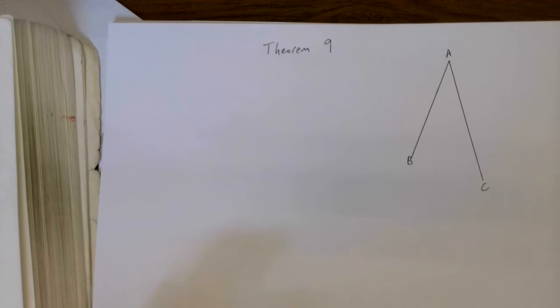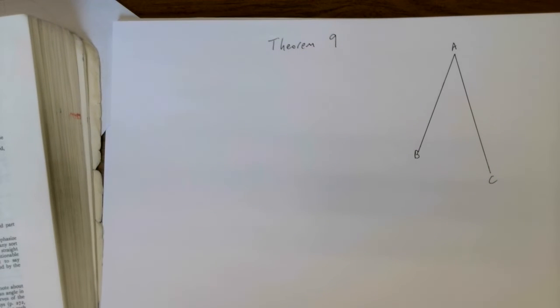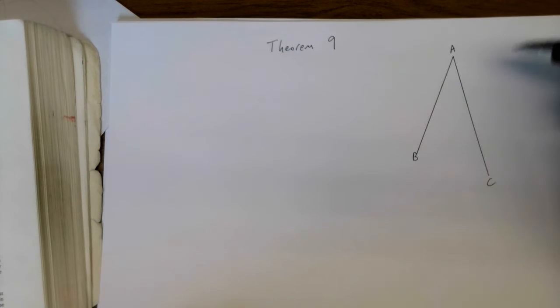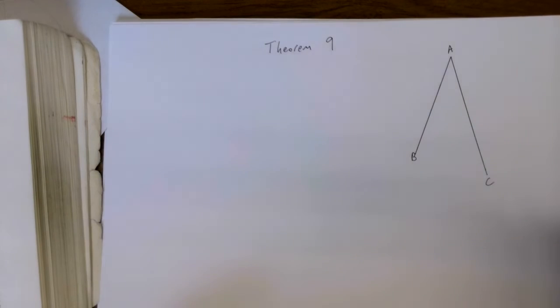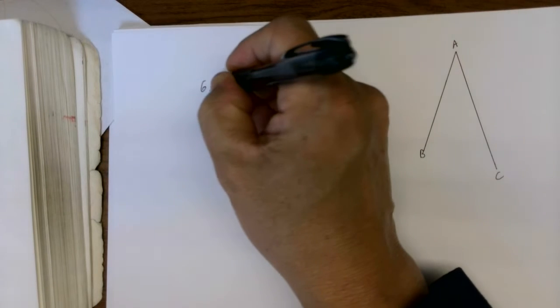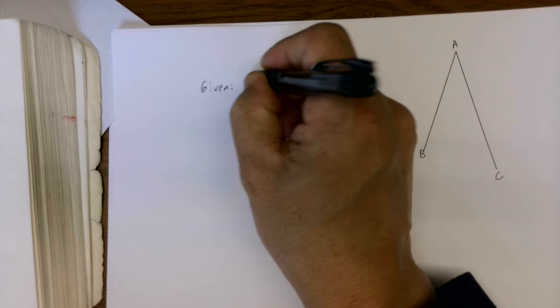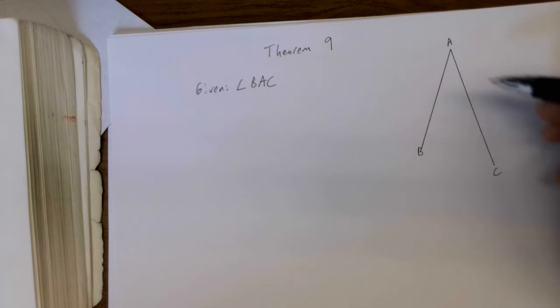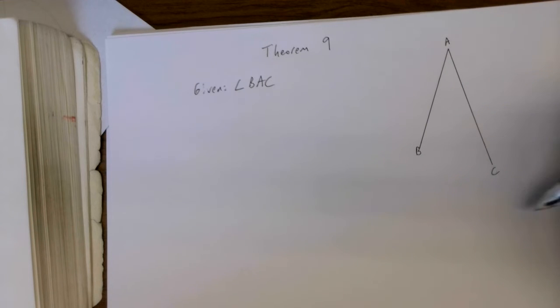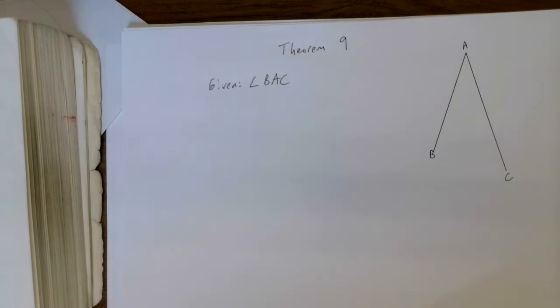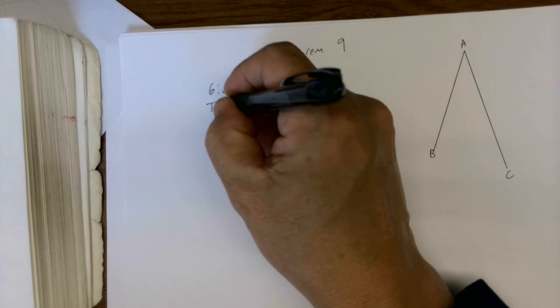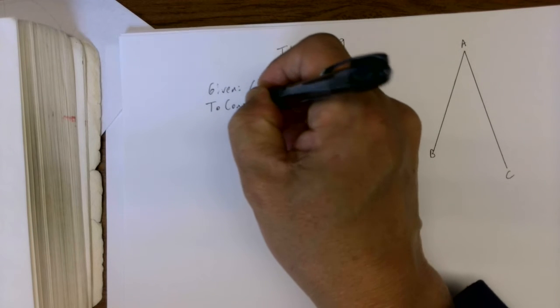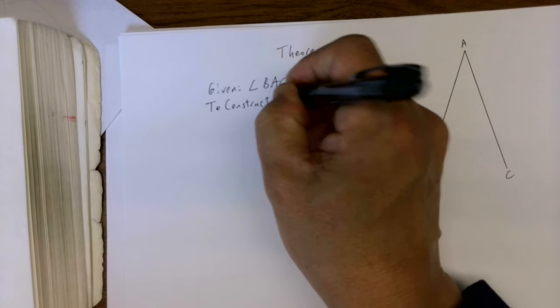Theorem 9 is a construction to bisect a given rectilinear angle. Rectilinear just means an angle made with straight lines. We have this given angle, angle BAC. You could just call it angle A, but I'm going to call it BAC because that's what Euclid does. And it is required that we bisect the angle.